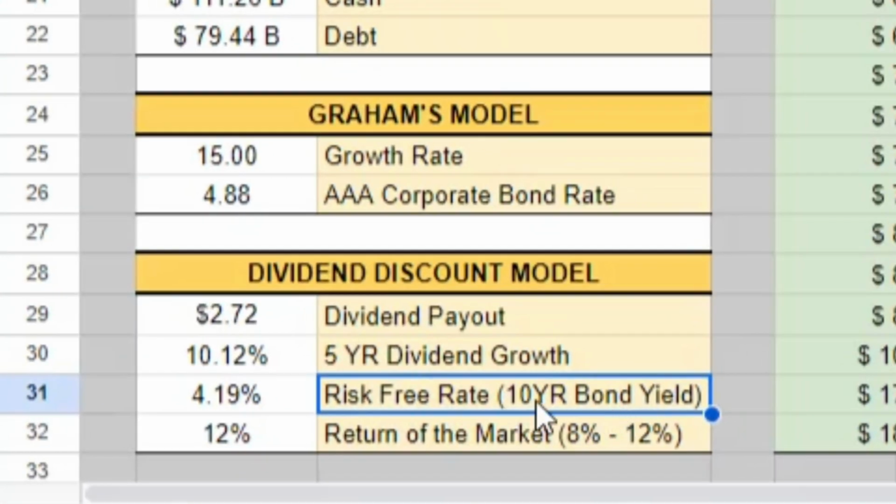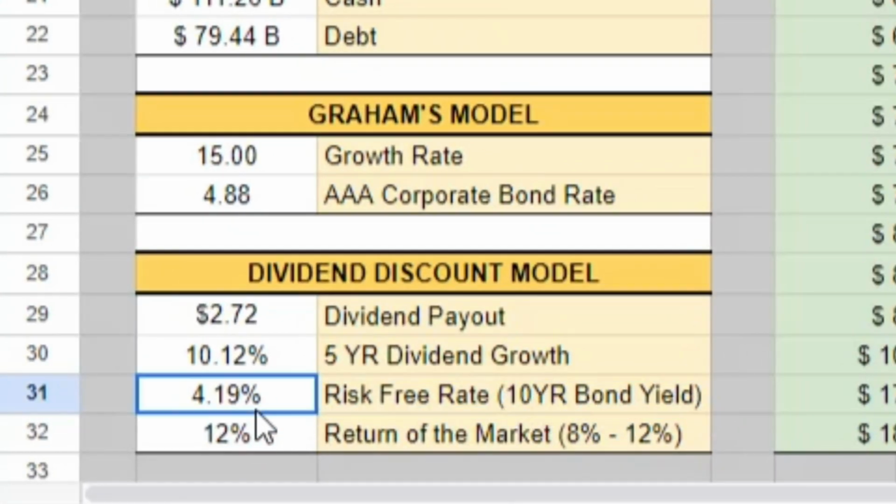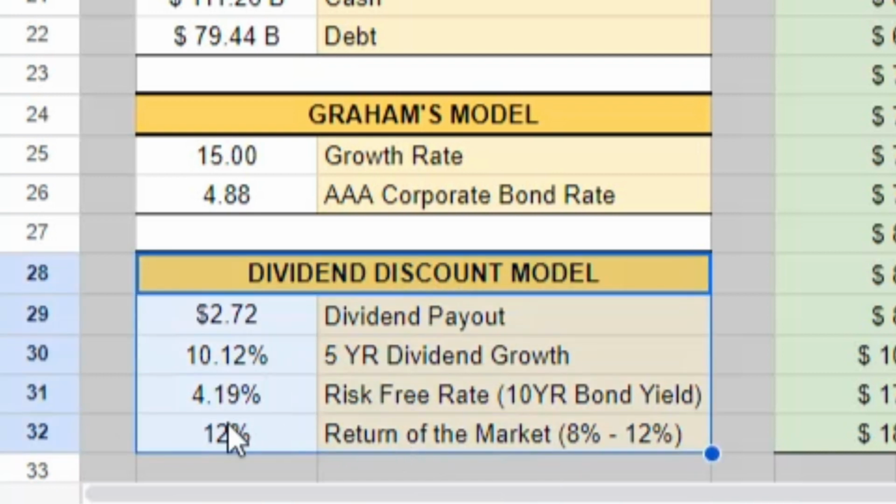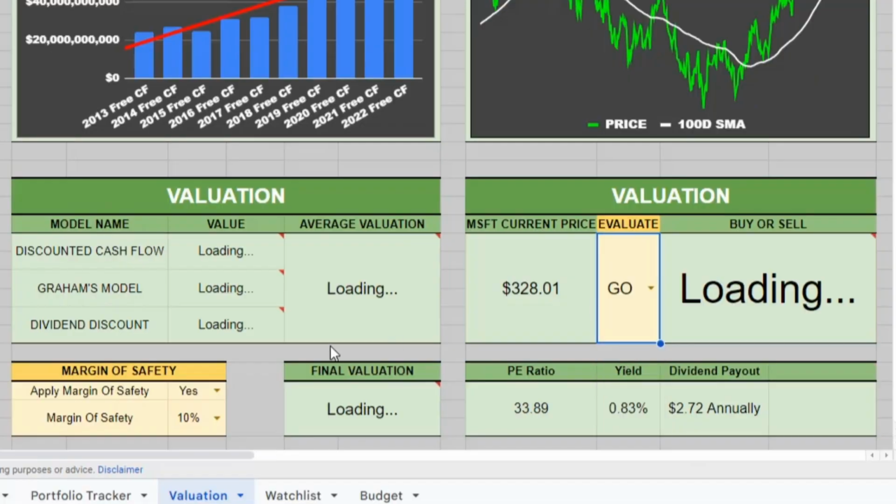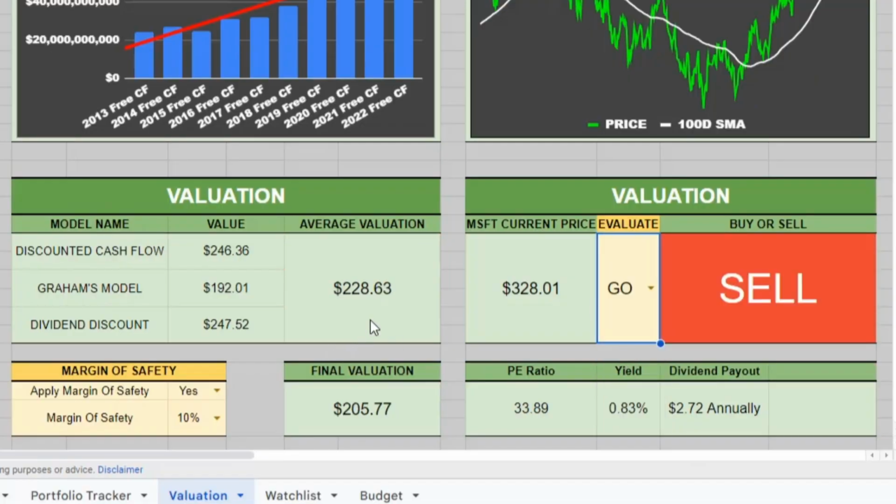And the risk-free rate, or the 10-year bond yield, is sitting at 4.19%. And return of the market, anywhere from 8 to 12% for this calculation. To be able to make the Gordon growth model actually work for this, we had to choose 12%. If we went ahead and clicked go, we find that the valuation with a 10% margin of safety sits around $205. Now that had me thinking, why is Microsoft so highly valued?